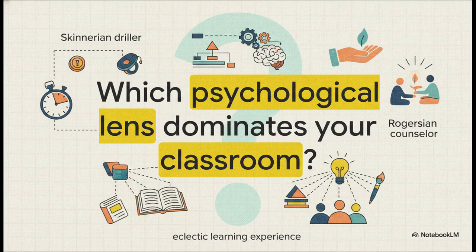So I'm going to leave you with this to chew on before your next lesson plan. When you look at your classroom right now, today, which of these psychological lenses is running the show? Are you leaning heavily into being a Skinnerian driller, an Ausubelian meaning maker, or a Rogersian counselor? And most importantly, what specific tools from the other perspectives are you going to add tomorrow to build the ultimate eclectic learning experience?